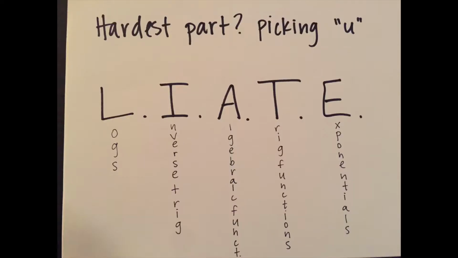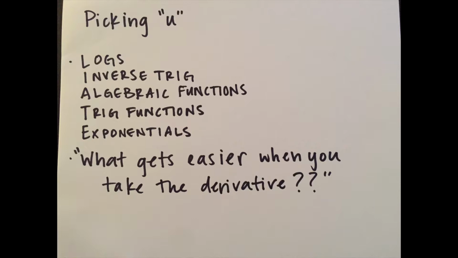This mnemonic device can be used to determine what you should be u in a problem. Starting with logs, you go through each letter until you find one of the defined terms in your problem. Feel free to pause here to write this down. LIATE is super useful, but it's always good to double check and make sure that your u will ultimately become simpler when we take the derivative.